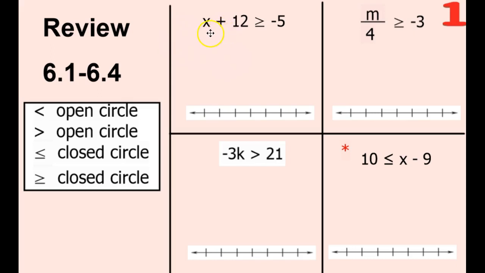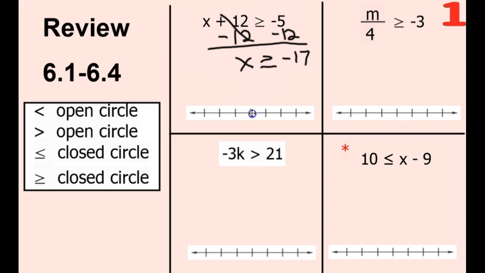First one, we have x plus 12 is greater than or equal to negative 5. So what we need to do is get x by itself. So we subtract 12 from both sides. Cross those out because they cancel each other out. X is now greater than or equal to negative 17.